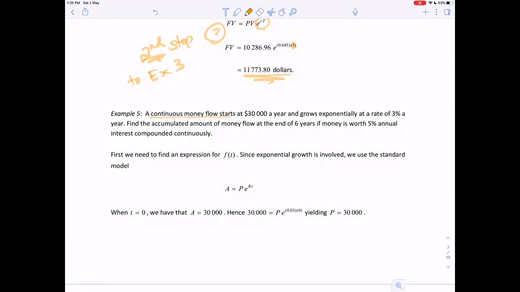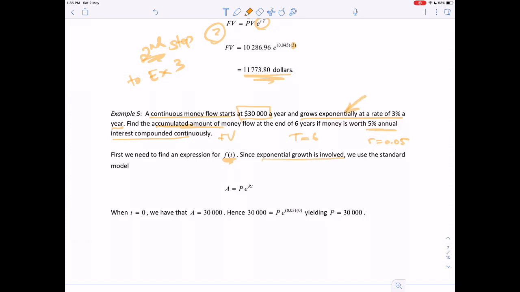A continuous money flow starts at $30,000 a year and grows exponentially at a rate of 3% per year. Find the accumulated amount of money, so future value, at the end of 6 years, so T is 6, if the money is worth 5% annual interest compounded continuously, so r is 0.05. Now, they did not give us a formula for f(t) this time, but they did tell us how to find it.